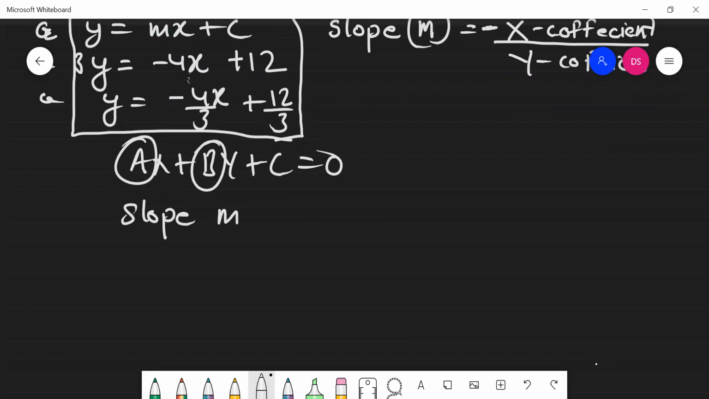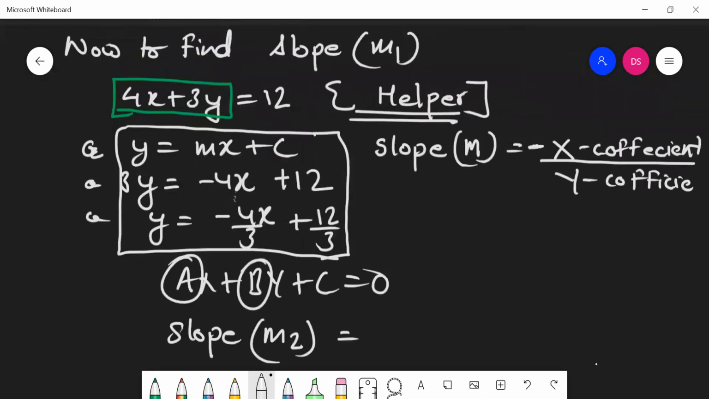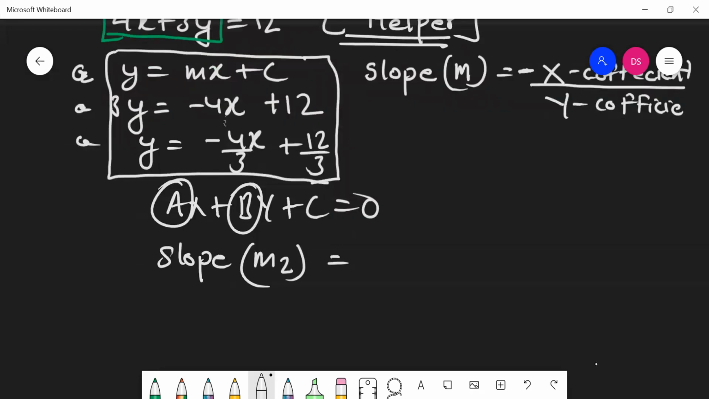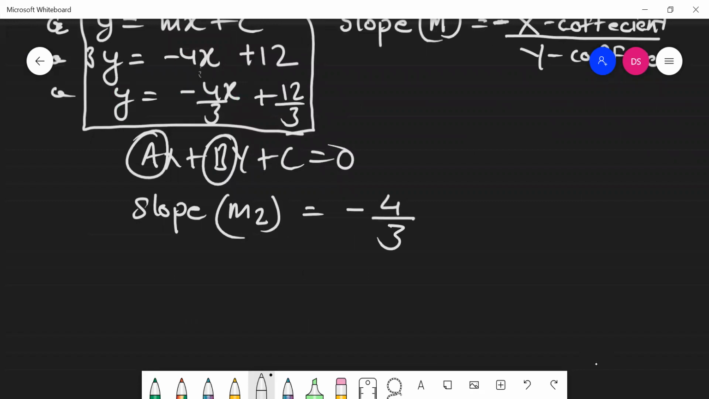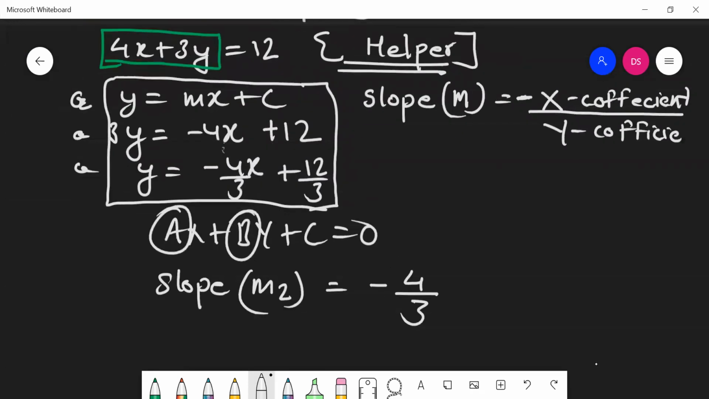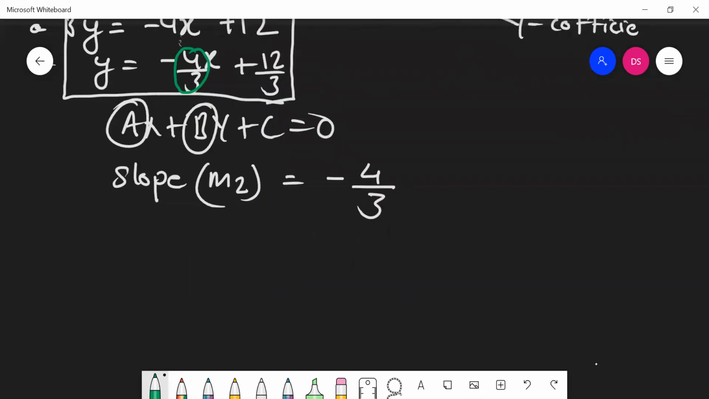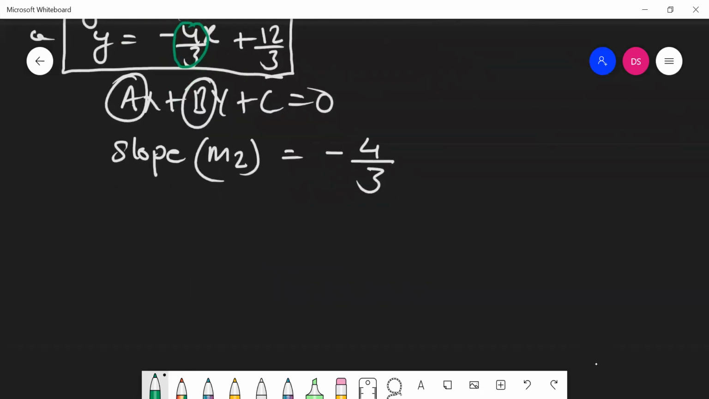slope m. We are calling it m2, because it is from the helper equation. The x coefficient according to the equation is 4, because the formula is minus 4 by 3. So you can see from this method also, we got the m value as minus 4 by 3, and from this method directly the m value is also minus 4 by 3.